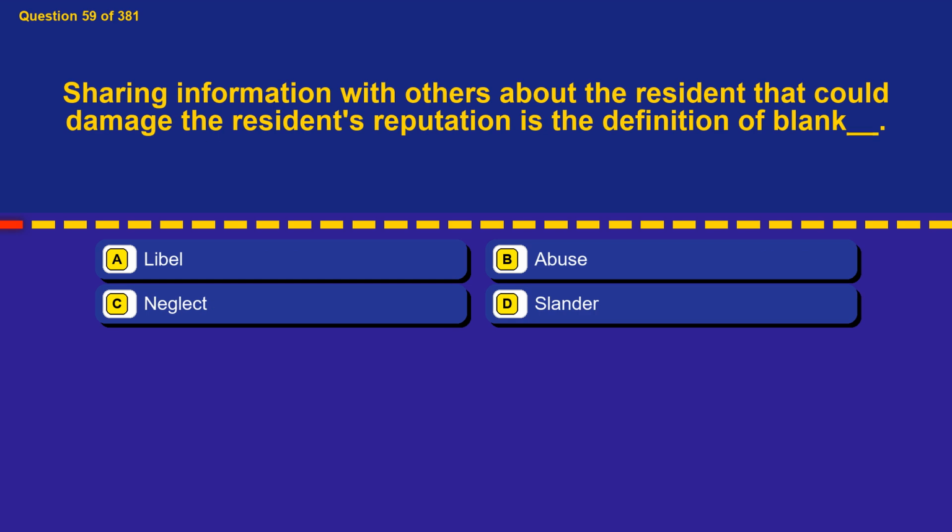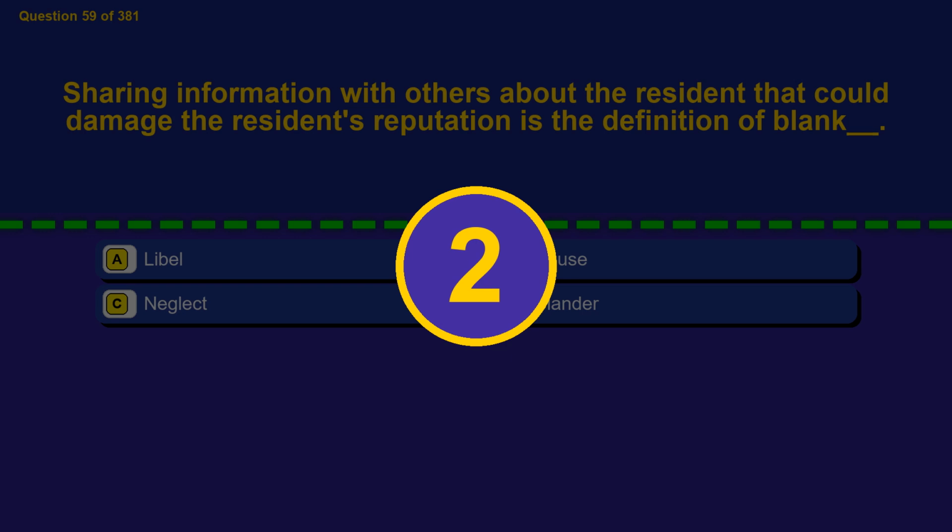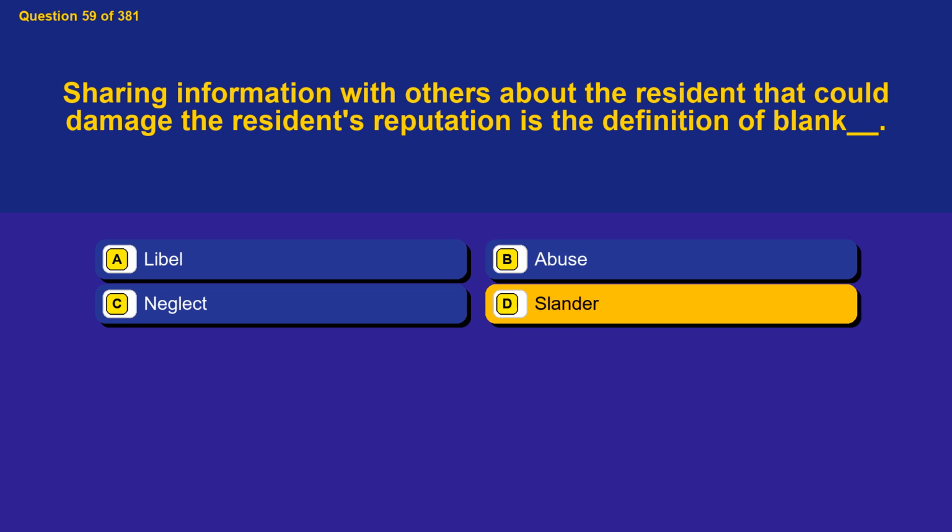Question 59. Sharing information with others about the resident that could damage the resident's reputation is the definition of blank blank. Option A, libel. Option B, abuse. Option C, neglect. Option D, slander. The correct answer is option D, slander.